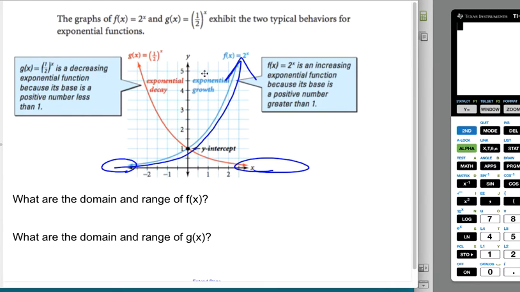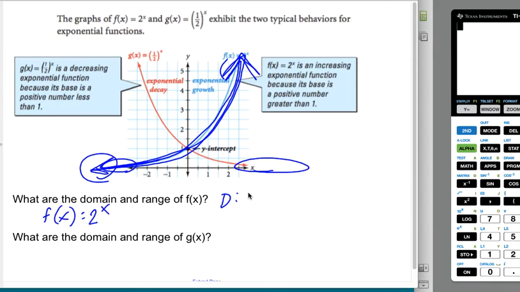So let's look at the domain and range of these functions. For f, you can see that there are arrows going left and right forever. Remember my f of x was 2 to the x. My domain is all real numbers. I can write that as negative infinity to infinity, or as all real numbers, however you want to write it. My range, however, is going to get close to but never reach 0. So I'm going to put a parenthesis next to the 0, and it's going to go up forever. So that's my domain and range for f.